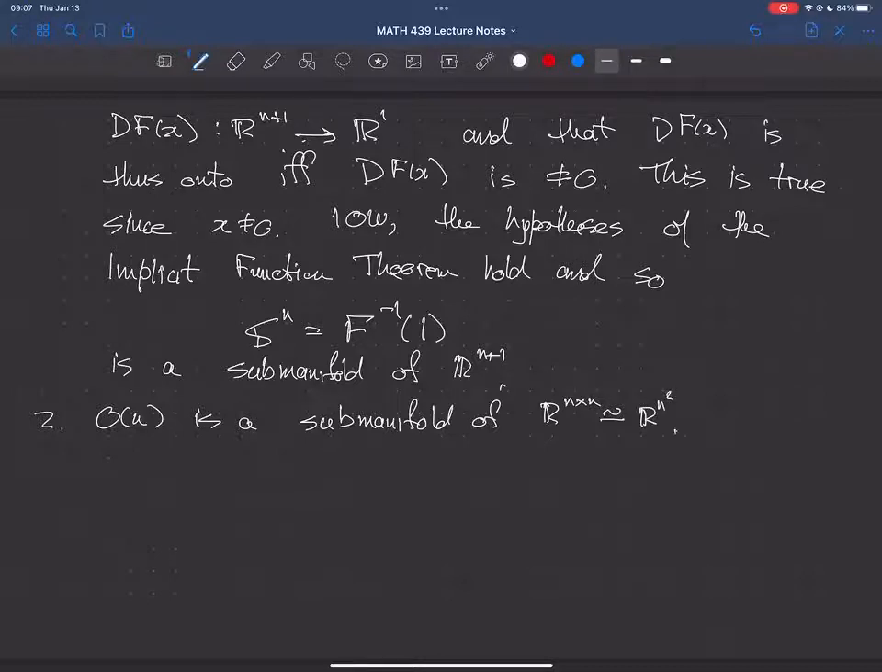Okay, so we had On. So remember that On was the set of n by n matrices which are orthogonal. Now we don't really know what that set looks like. It's kind of a complicated thing. But we can nevertheless show that it's a manifold, and we'll do this using the implicit function theorem.